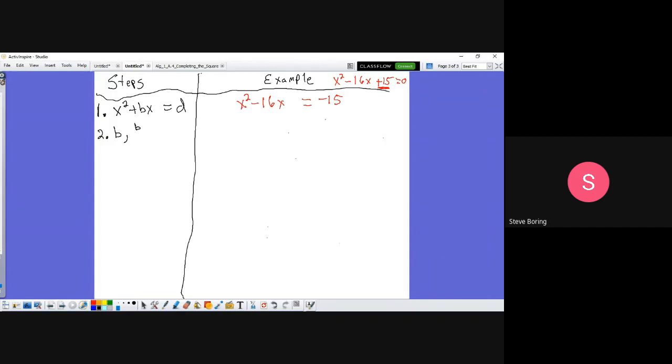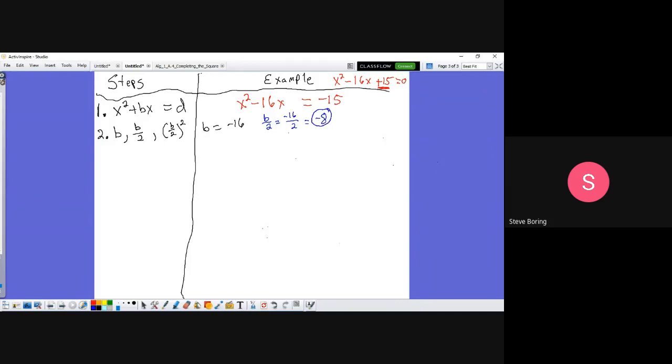Step 2, you need to find b and write it down. You need to write down what b divided by 2 is, and you need to write down what b divided by 2 squared is. And you'll see why that comes into play here in a minute. So first of all, b is negative 16. That means that b divided by 2 would be negative 16 over 2, which is negative 8.